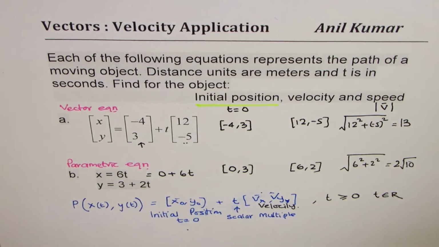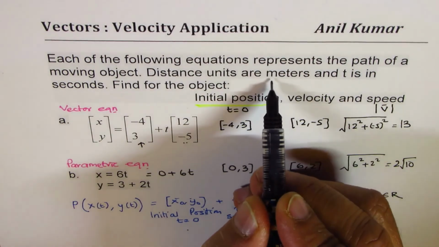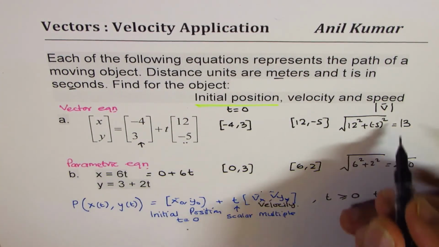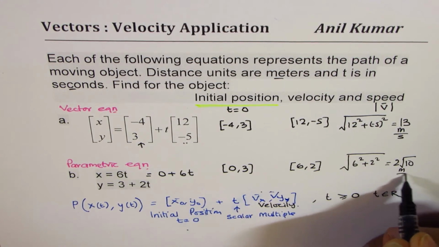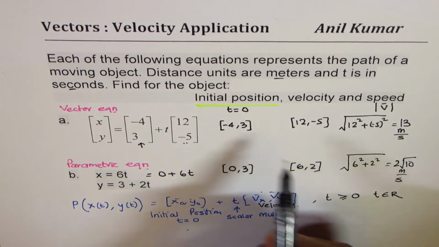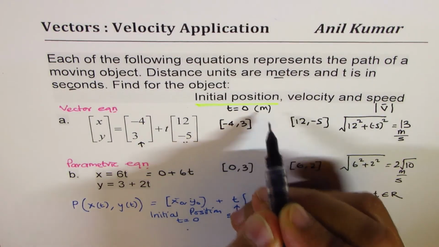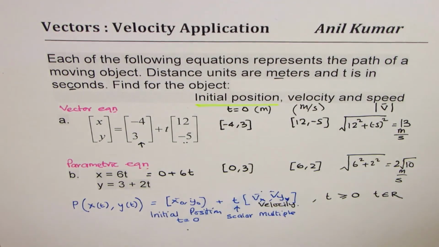Now we have to include the units. Meters per second, since we are given distance in meters and time in seconds, correct? So the units will be meters per second, and we'll say the initial positions are in meters and velocities are in meters per second. So I hope with this example you understand the very basic equation.